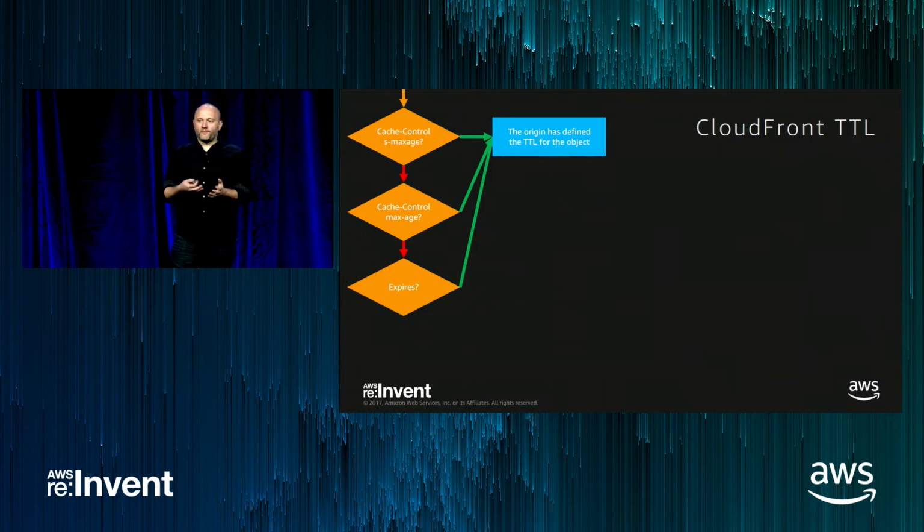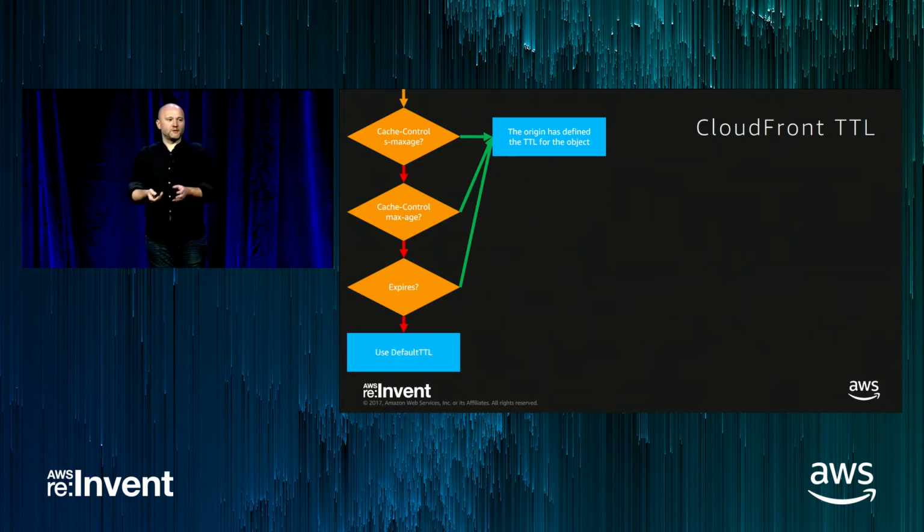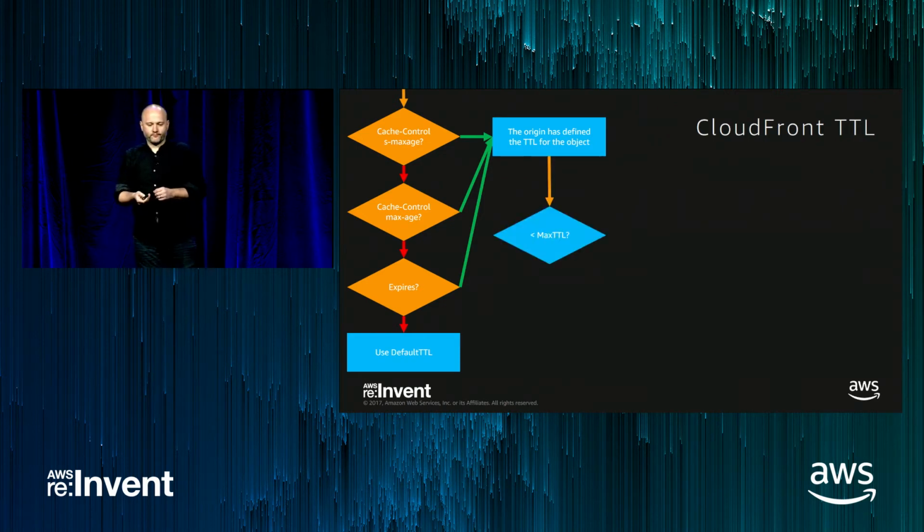So after looking at all those headers within the response from the origin, CloudFront has now got a TTL that's been defined by the origin. But if it doesn't find any of those, it will use the configured default TTL. So this is a specified number of seconds that it will store the object in its cache before it goes back to the origin to revalidate that it's got the current version. So now we've got the origin has defined a TTL, but we can also put restrictions on the maximum and the minimum of that TTL.